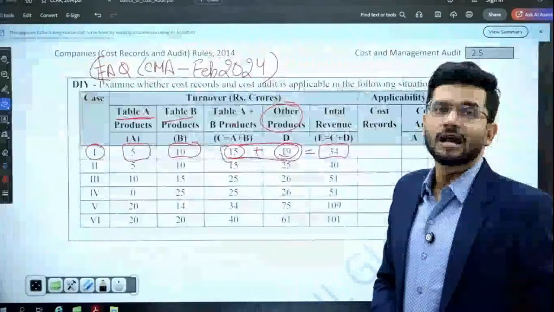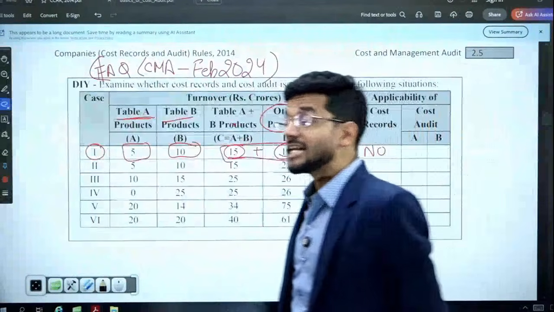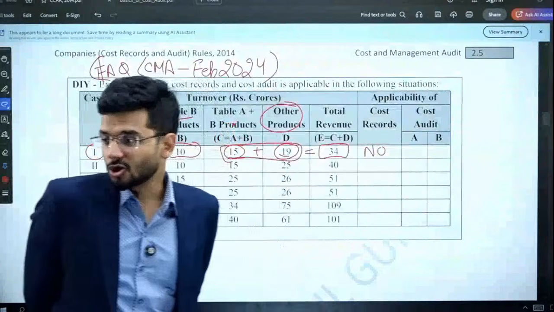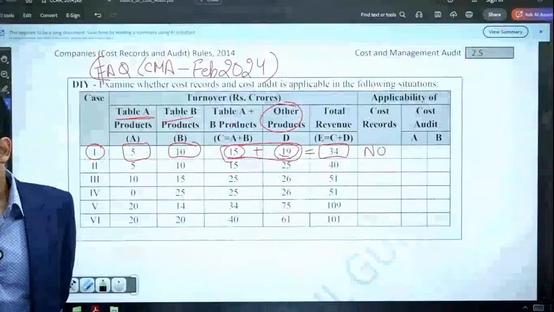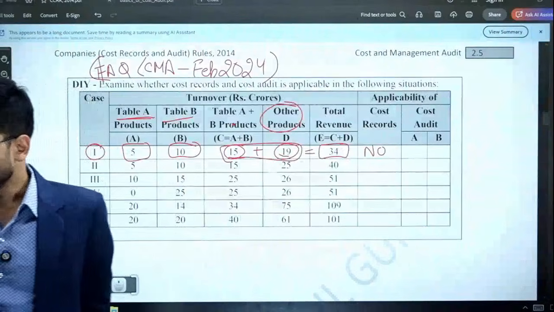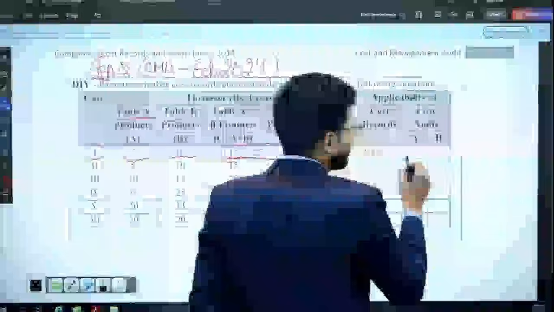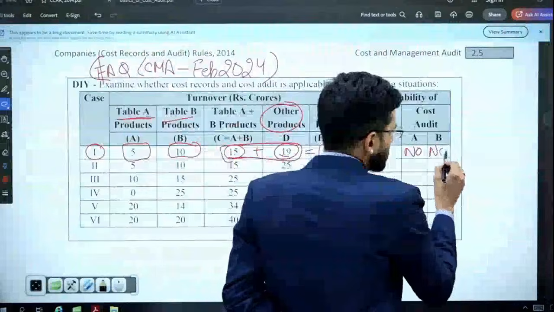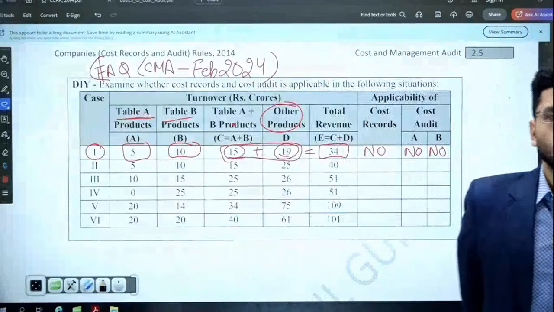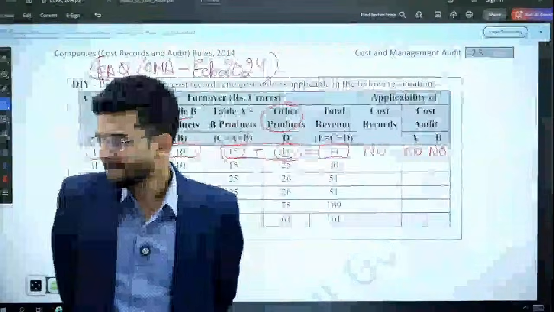Now the question is whether cost records are applicable or not. Of course not. Cost records are applicable? No, because overall turnover of the company is less than 35 crores. So cost records are not required to be prepared. Rule 3 should apply? No, Rule 3 should not apply. And if cost records are not required to be prepared, then of course cost audit is out of the question. So I'm not even analyzing cost audit. I'm just putting in no. Cost audit is no.